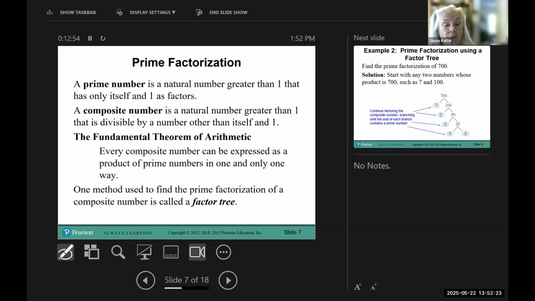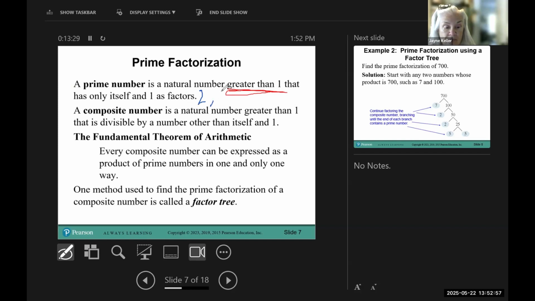A prime number is a natural number greater than 1. Very important here. Greater than 1. Okay. Which means, is 1 a prime number? No. 1 isn't greater than 1, so it can't be a prime number. So a prime number is a natural number that's greater than 1 and has only itself and 1 as factors. So an example would be 2. Okay, 2 is greater than 1, and the only factors of 2 are 2 and 1.